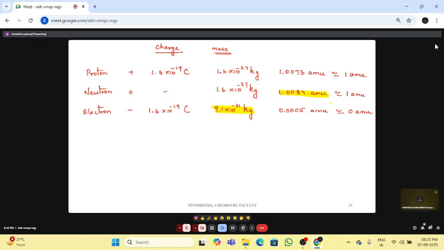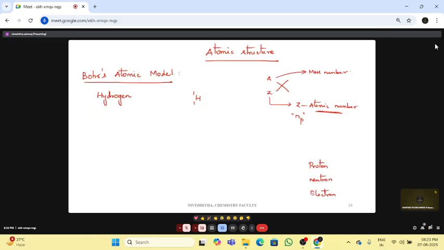Okay, fine. So this is all the basic data we have to know about these subatomic particles. We cannot expect these data in our numericals also, so you have to memorize these values. Fine. Now we'll come to this atomic number, mass number part.